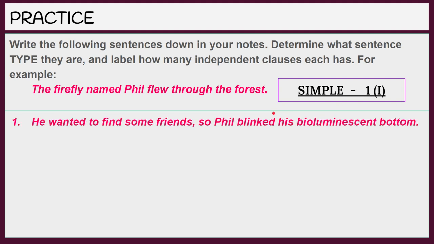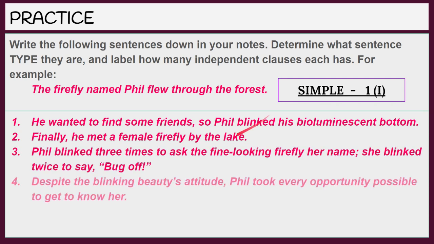For the next few, I want you guys to copy these down and practice figuring out what type of sentence these are. Number 1, he wanted to find some friends, so Phil blinked his bioluminescent bottom. 2, finally, he met a female firefly by the lake. 3, Phil blinked 3 times to ask the fine-looking firefly her name; she blinked twice to say, bug off. 4, despite the blinking beauty's attitude, Phil took every opportunity possible to get to know her.